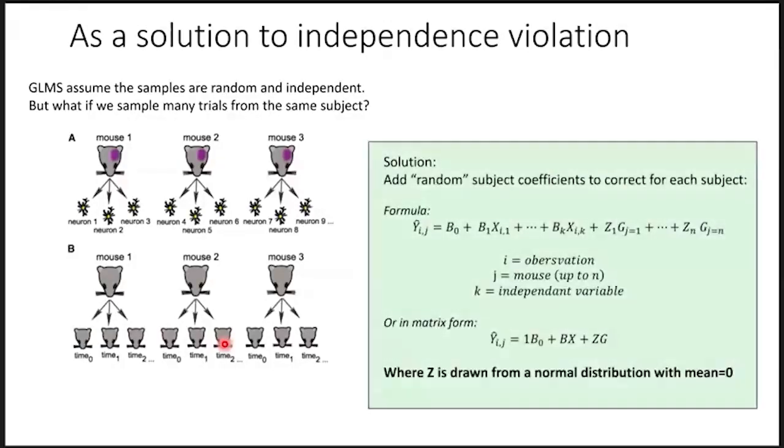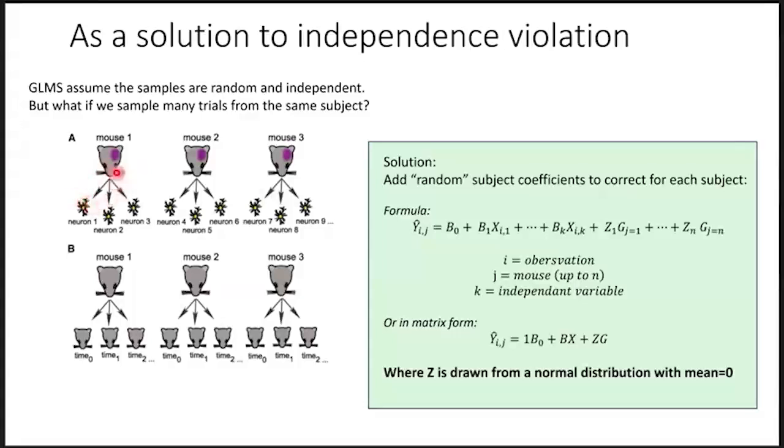I'm going to say it in math, but it's not that complicated. We add a random subject coefficient to correct for each subject. So every cluster of 3 will get another little coefficient or value in the model. It goes right here. It's a z value, they call it, to correct for that one subject.